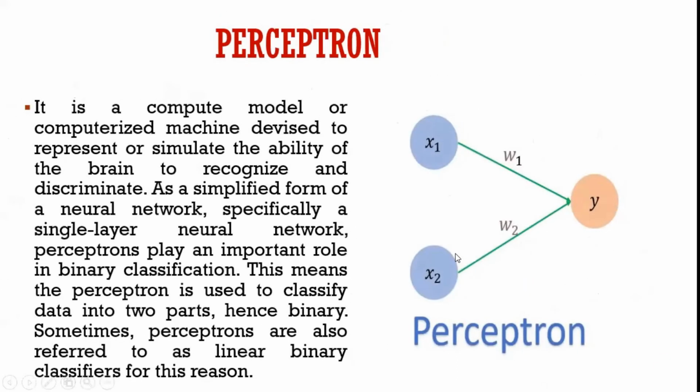The third one is called the perceptron, a word which comes up very, very frequently. The perceptron is nothing but observations. We observe from various sources, so we learn by observing things. Perceptron means observing things, and it is very important for us. According to computer science, it is a computing model, a computerized machine devised to represent or simulate the ability of the brain to recognize and discriminate.